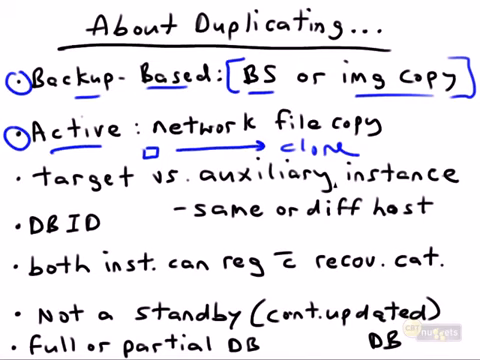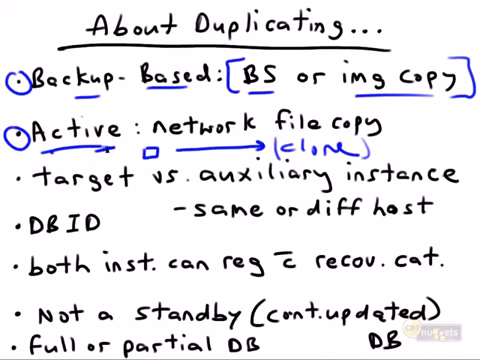Now, if you're thinking in terms of consistency, good for you, because you're thinking along proper lines. With a backup-based duplication, we can rest assured that recovery is not going to be necessary because we have a solid backup set. Whereas in an active situation, you're by definition going to do an incomplete recovery on the clone side because the database is still running. There are advantages or disadvantages to each approach.